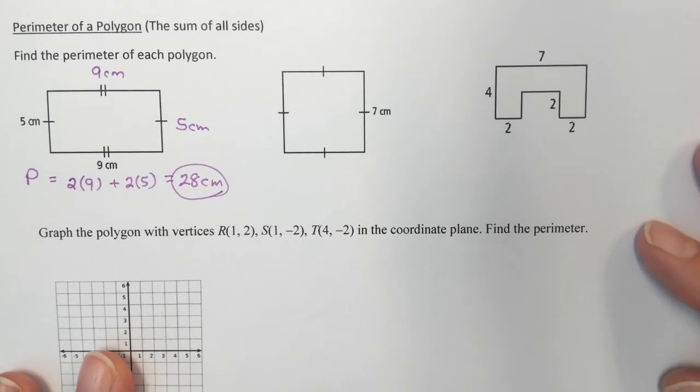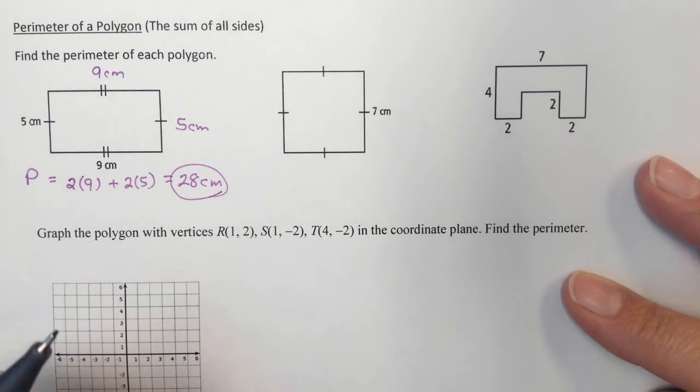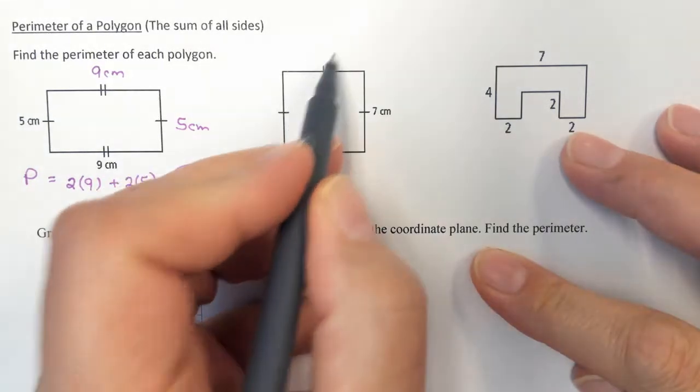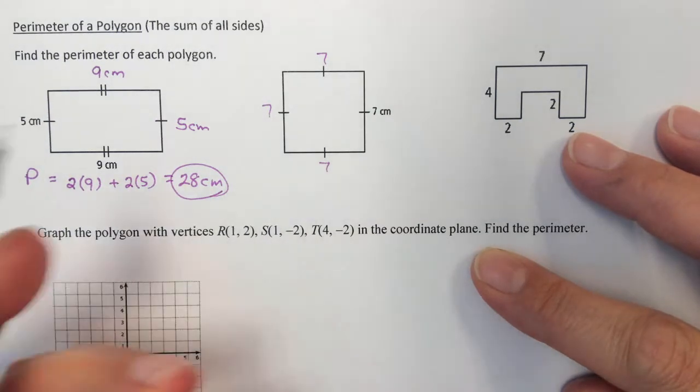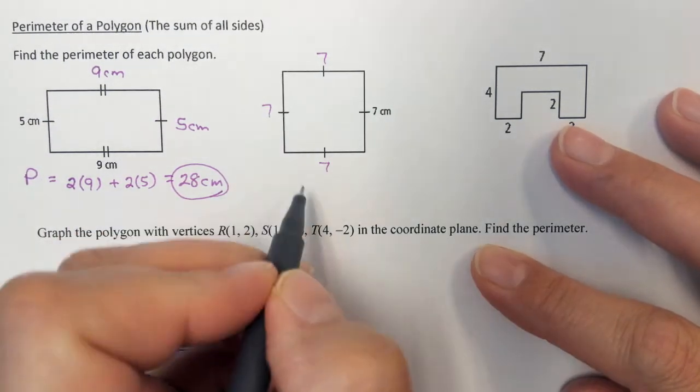Okay, the next one is a square. Well, it's a rhombus. We do know it's a rhombus because all four sides are equal. Not sure about the angles, but it doesn't really matter. So we could label all the sides 7 centimeters and add 7 plus 7 plus 7 plus 7. Of course, there's a shortcut.